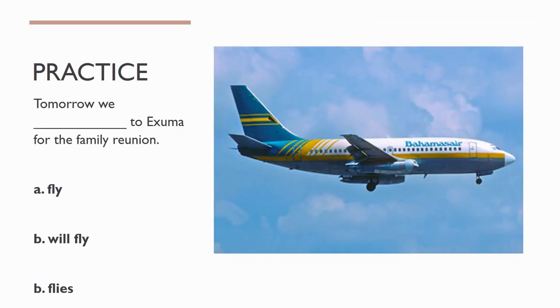Last practice. Read it for me together, boys and girls. Together we blank to Exuma for the family reunion. Is it A, fly, B, will fly, C, flies? Does anybody know the correct answer? Yes, boys and girls, will fly is the correct answer. Great job, boys and girls.